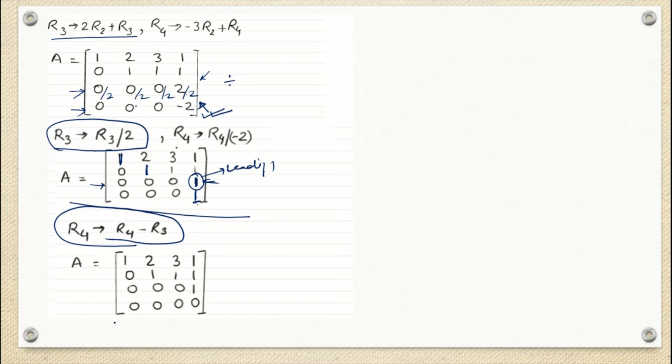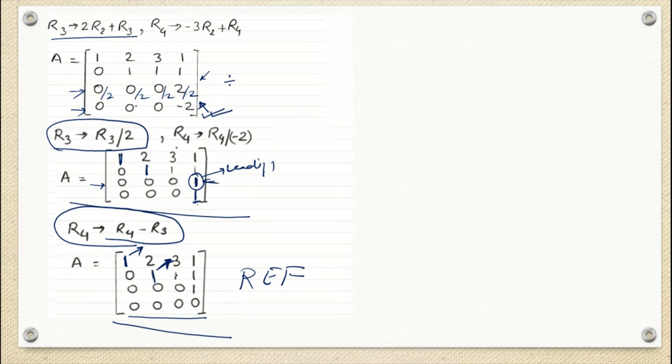Fine. Now, can I say that this is my REF form? Let me check whether this is satisfying all the criteria. If the matrix has 0 rows, they should be below all other rows. Yes, a 0 row is present and it is below all other rows. And below each leading one, all numbers are 0. Even this is a leading one, and I have all 0 present below it.